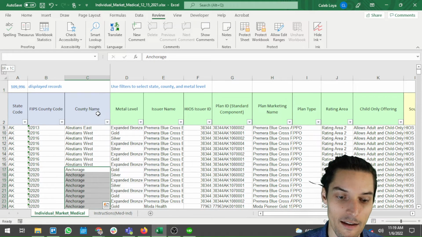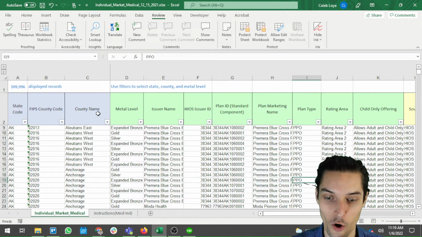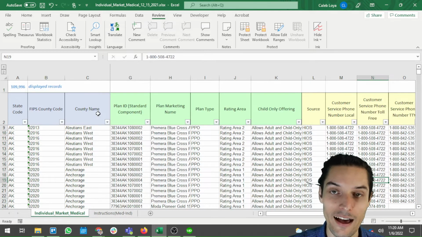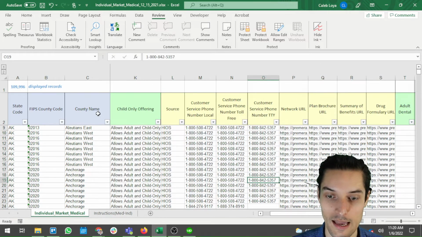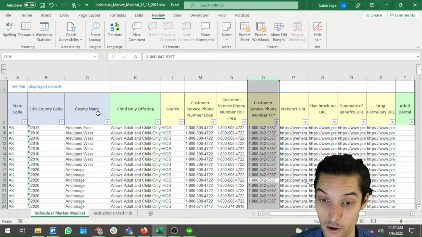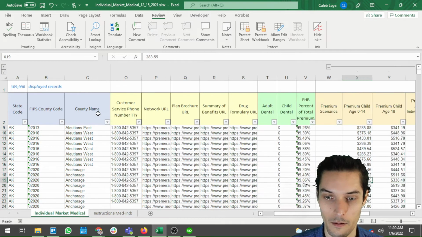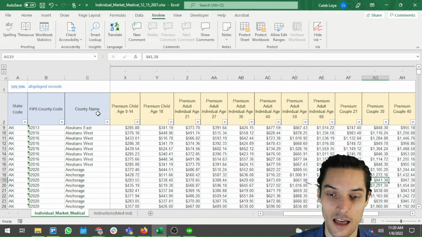And that may be interesting to show by metal level, by the specific issuer, or the specific plan itself. So these are the fields that I'm going to use that are overarching in my entire visualization or dashboard. But what values do I need to show? Because there are so many different values I can show. For example, there's a customer service phone number for whatever reason. There's these URLs. There are just so many different fields that can be used.